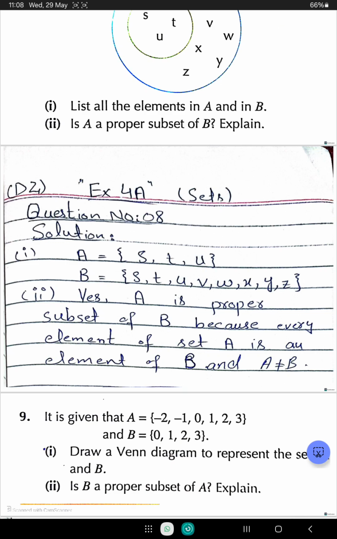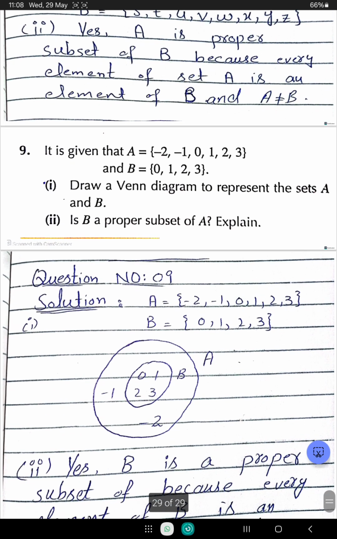Cannot equal B means the elements V, W, X, Y and Z are not present in set A, that means A and B are not equal sets. If we have sets like A equal to 1 and 2, and B equal to 1 and 2, here these sets are called improper subsets because the elements are subsets of each other.